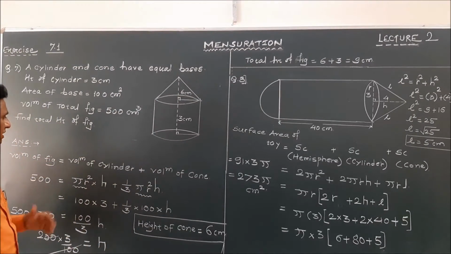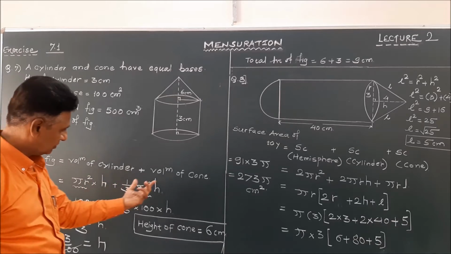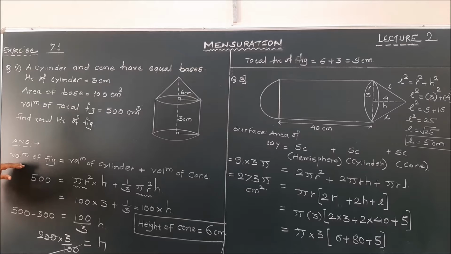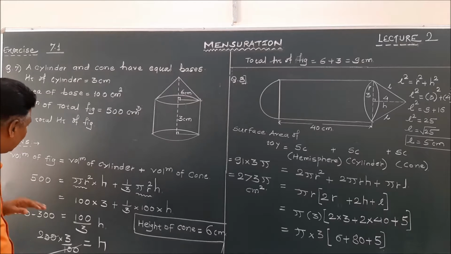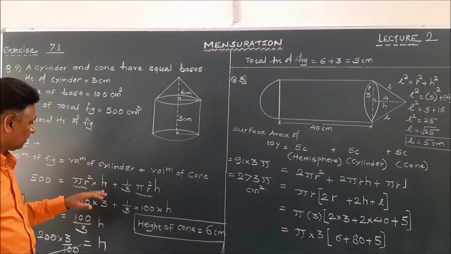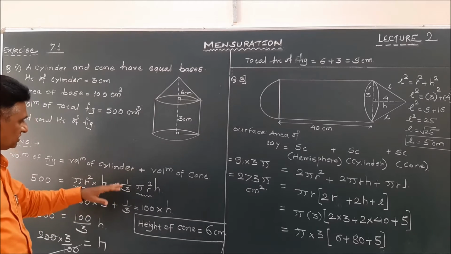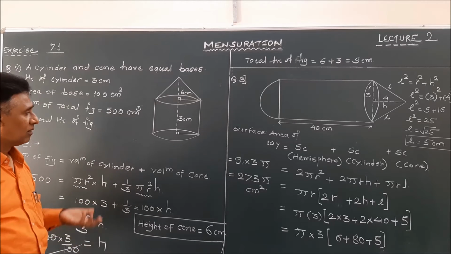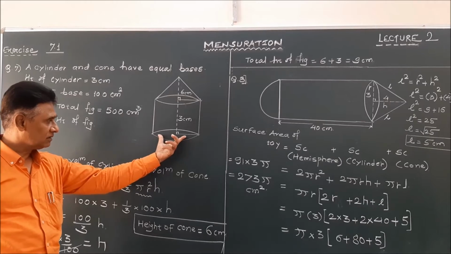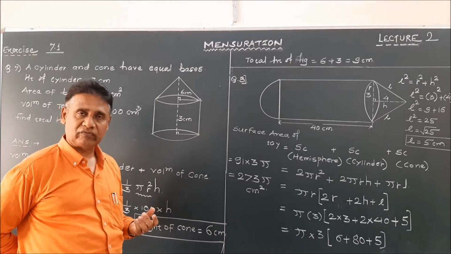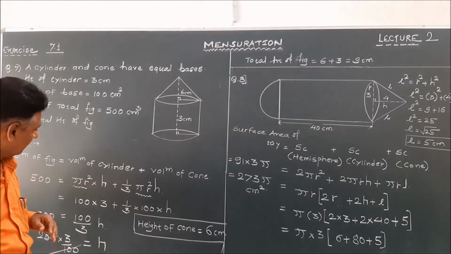So volume of figure is equal to volume of cylinder plus volume of cone. After substituting the value, you will find volume of figure as 500. Then volume of cylinder, which is pi r square h, plus volume of cone is 1 upon 3 pi r square h. But what is pi r square? Pi r square is the area of the base of the cylinder as well as the area of the base of the cone. That is given as 100.